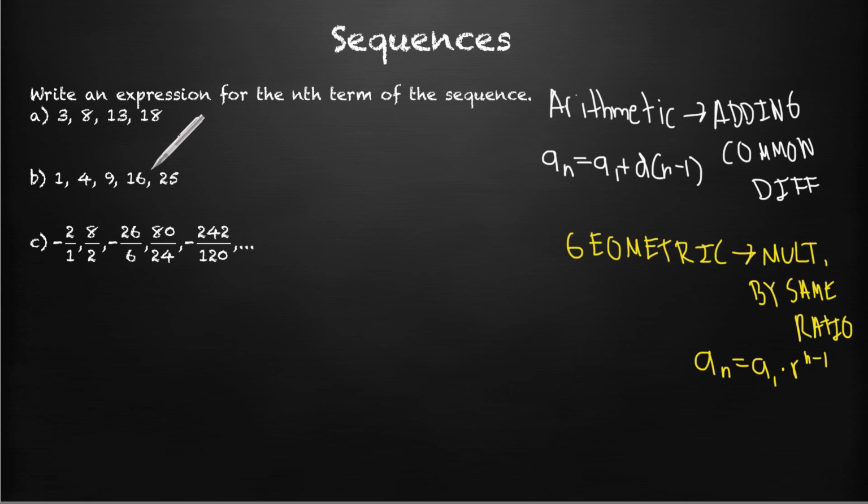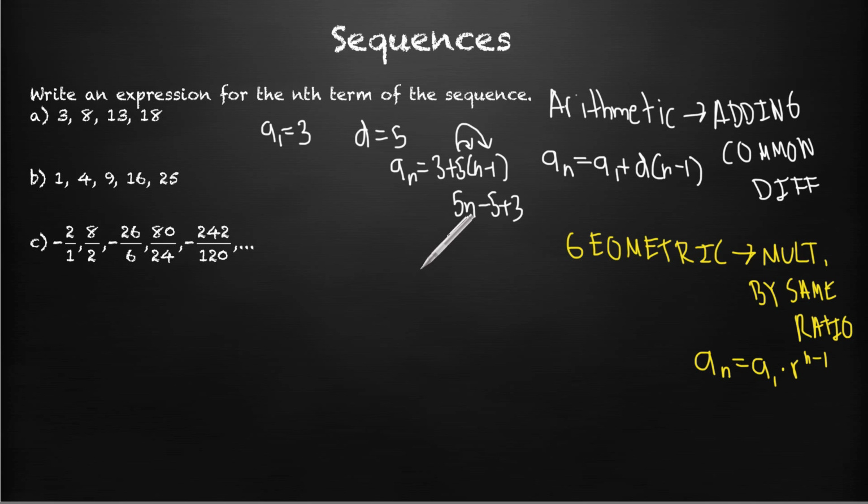So going back to letter A, we can see that you're adding 5 each time. So our A1 is 3, that's our first term, and our D is 5. So that makes it pretty simple to write this out. A sub n is going to equal 3 plus 5 times n minus 1. And if we distribute this 5 in here, we will get 5n minus 5 plus 3. So A sub n is 5n minus 2.